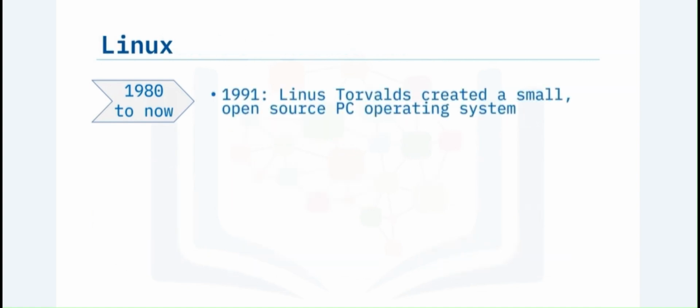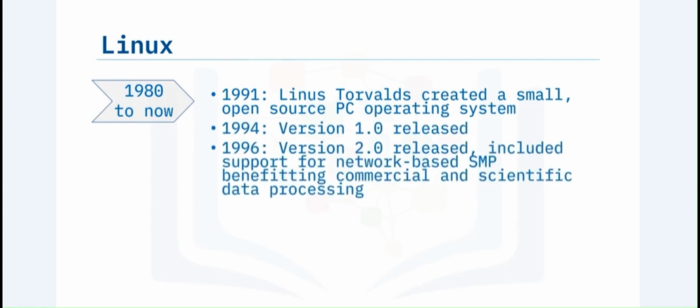In 1991, Linus Torvalds created a small open-source operating system for a PC, releasing version 1.0 of Linux in 1994. In 1996, the version 2.0 release, with support for network-based symmetric multiprocessing, or SMP, provided a serious technical benefit for commercial and scientific data processing, evolving Linux into a powerful network and server operating system.